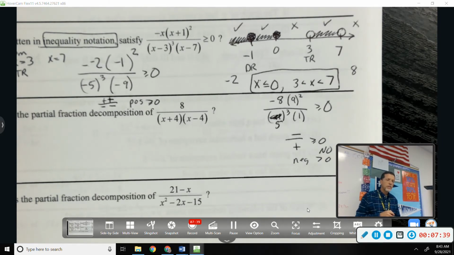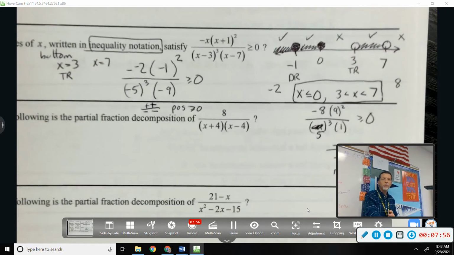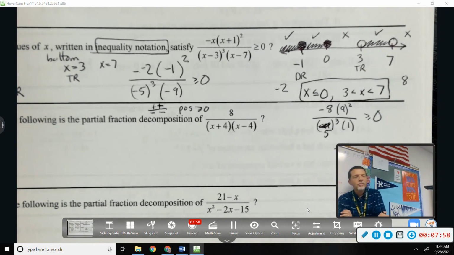Yeah, that was a good one. We had top zeros, we had bottom zeros, we had double roots, we had open circles and closed circles. It's one of those, if we were to give you one question from each unit, we could give you that one question and make it a 5-question test.